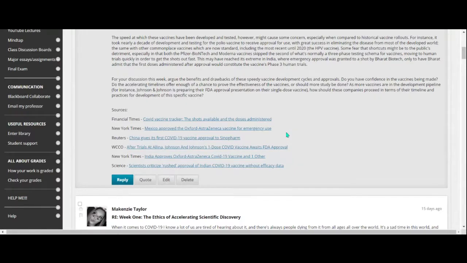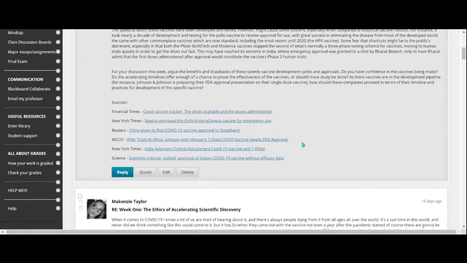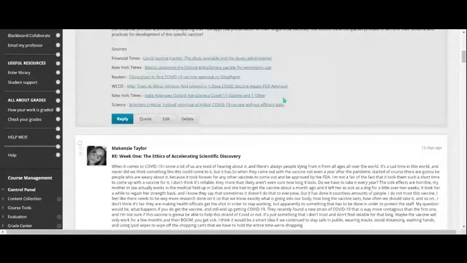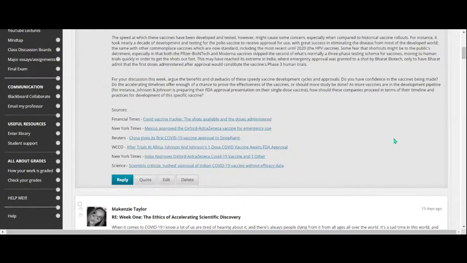The third one's from Reuters: China gives its first COVID-19 vaccine approval to Sinopharm, which is a native Chinese company. The fourth one is from WCCO, which is either a TV or radio station in Wisconsin: After trials at Allina, Johnson & Johnson's one-dose COVID vaccine awaits FDA approval. Then we have the New York Times: India approves Oxford AstraZeneca COVID-19 vaccine and one other. And then finally, Science: Scientists criticize rushed approval of Indian COVID-19 vaccine without efficacy data. That gets into the Bharat Biotech.